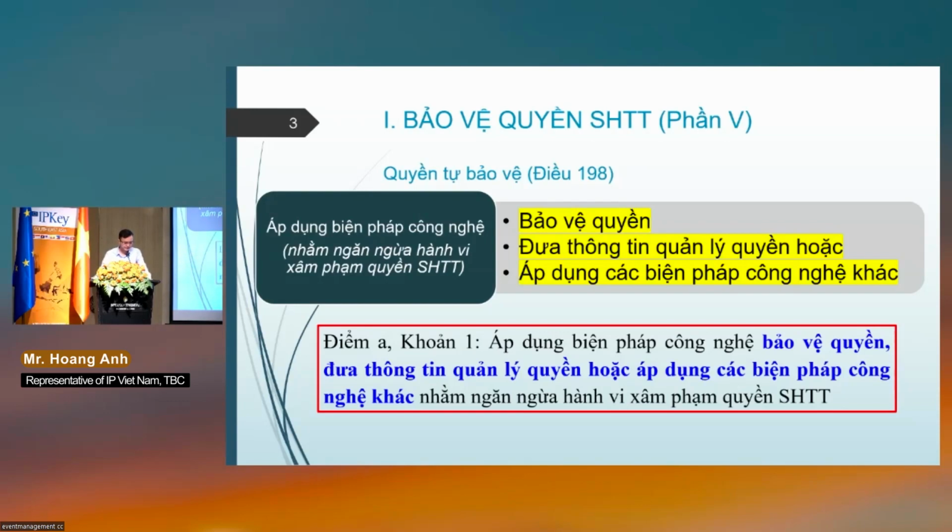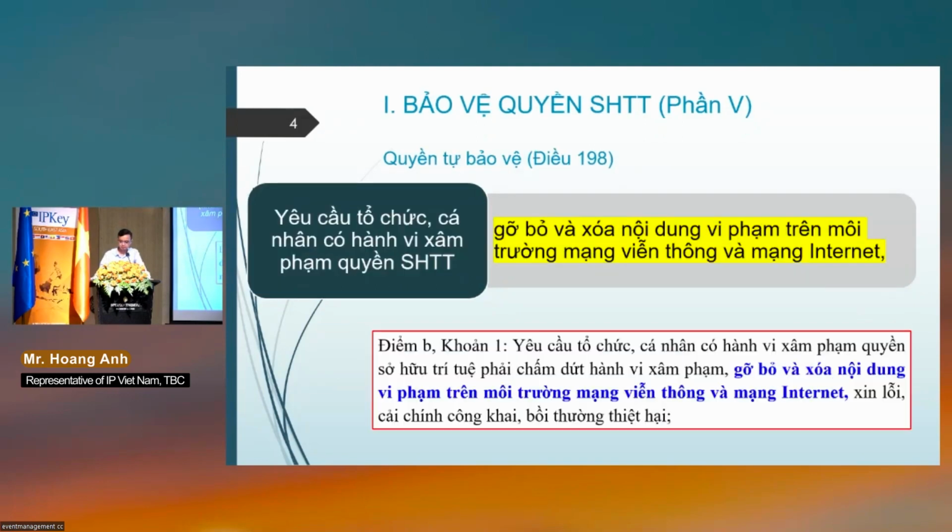In close relation to Article 88, mentioning the application of other technological measures, for example, providing the information of the right holders, the owner of the patents. That is very vital in the current context of cyberspace. And also in Article 198, the right holders can request the infringer to remove the infringing contents on the telecom environment, on the internet. We see now the booming of e-commerce in Vietnam.